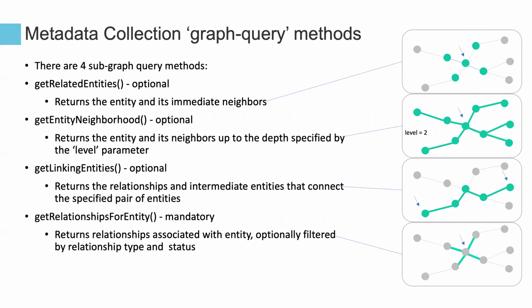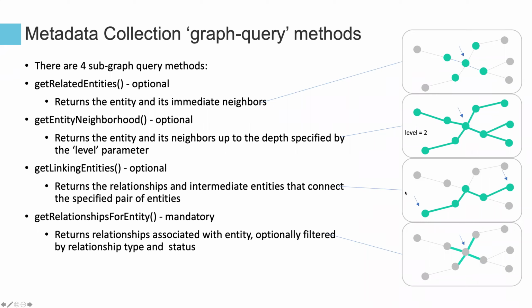There are various types of graph query that we support within the metadata collection interface. We can get all the related entities associated with an entity. The little blue arrow on this diagram is really the starting point. We're starting at this entity, and we can get the entities that are directly related to it, so we will pick up these four entities here. With get entity neighborhood, you can specify the depth or level to which this traverses. Starting at the same entity, if we said get the neighborhood to a depth of 2 around this entity, then we would pull in all the entities and relationships shown in this diagram in green.